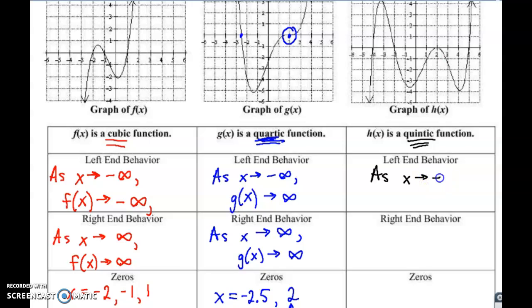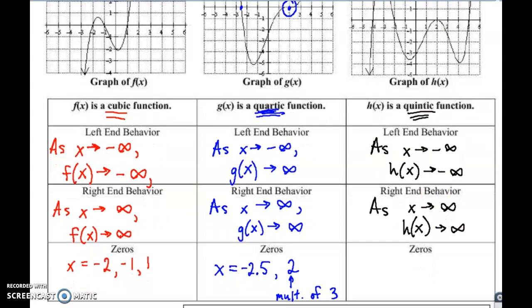As x goes to negative infinity, you can see it's going back down. H of x is going down. So it looks a lot like the cubic, the f function. As x goes to positive infinity, it's also going up, again, just like the cubic. And this time the zeros, as I'm examining, where it crosses the x-axis, definitely crosses at -4. It does not cross at a wonky thing. Same with -2, it just crosses. Now at +2, it definitely does something weird.